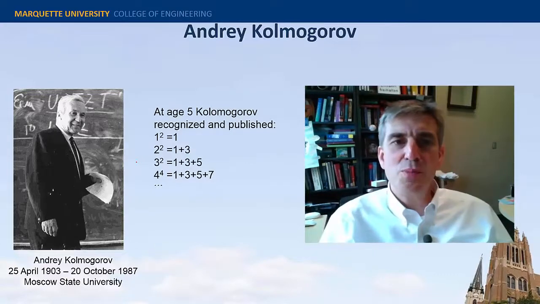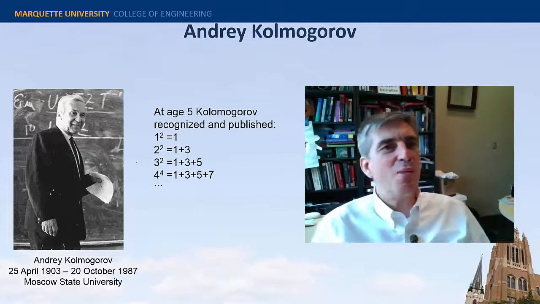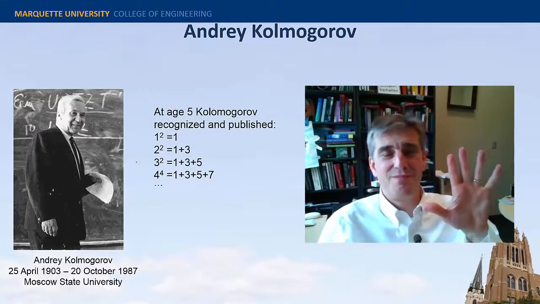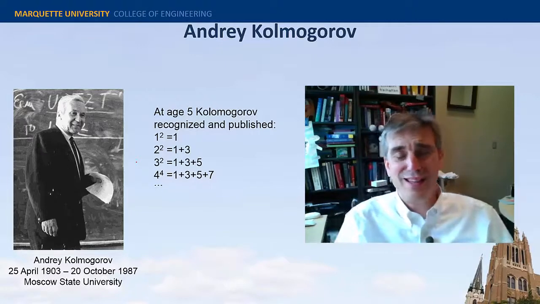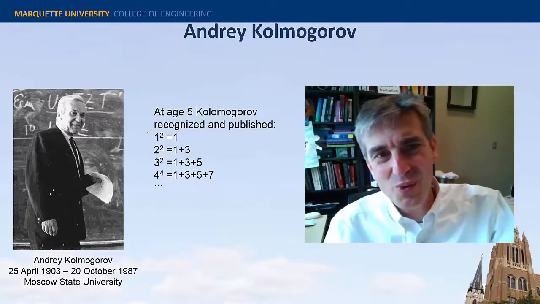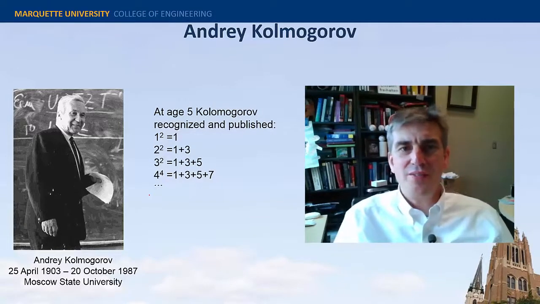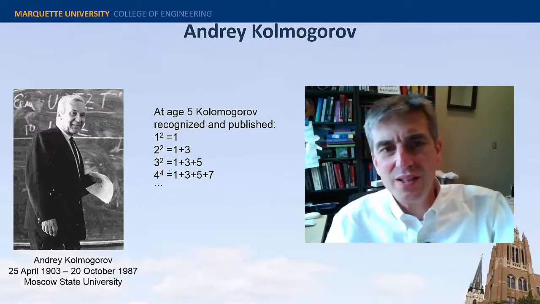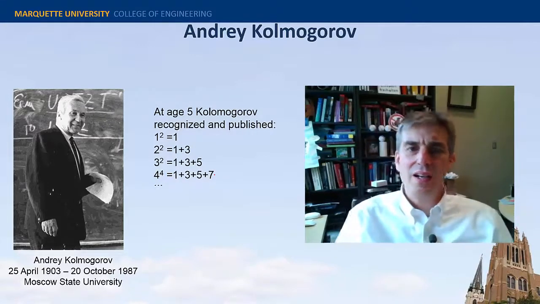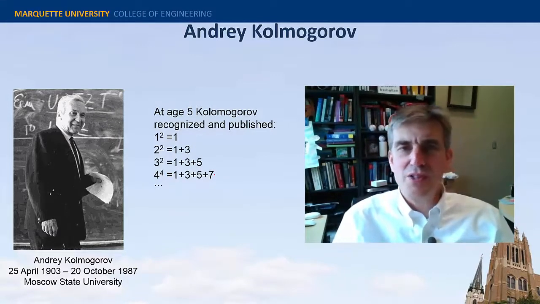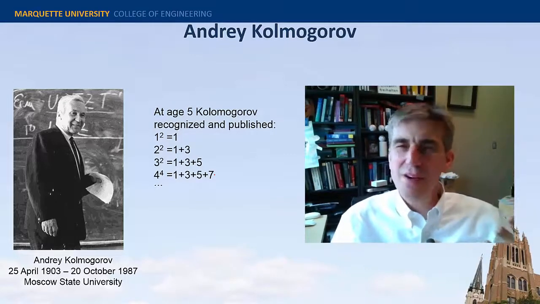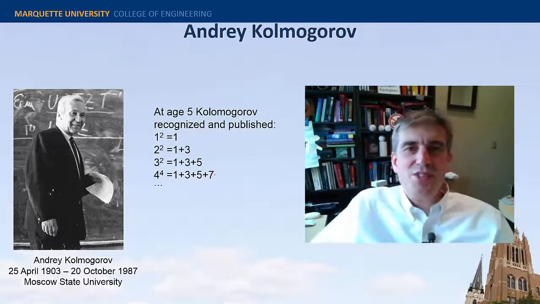Just to give you an idea of what a super genius this guy was, he wrote his first published paper when he was 5 years old. And he recognized in this paper that if you took 1 squared or 2 squared or any integer on down squared, you could actually decompose that into a series of these prime integers here. That's crazy. 5 years old? That is genius.